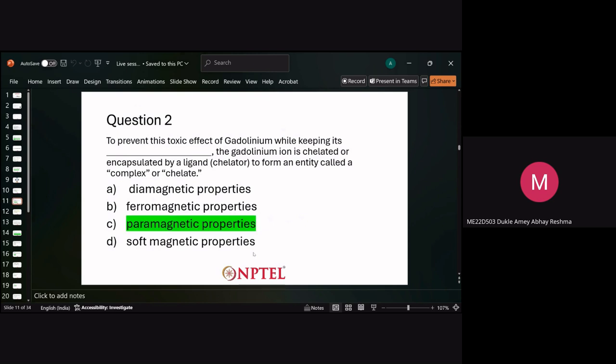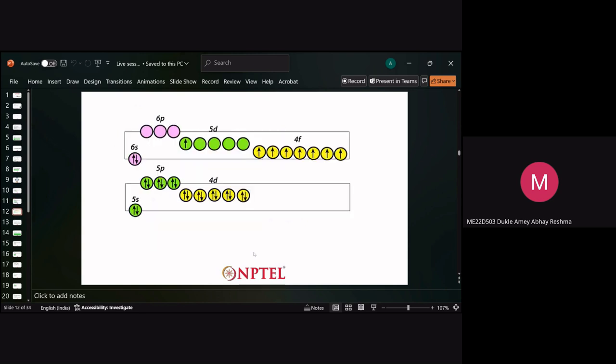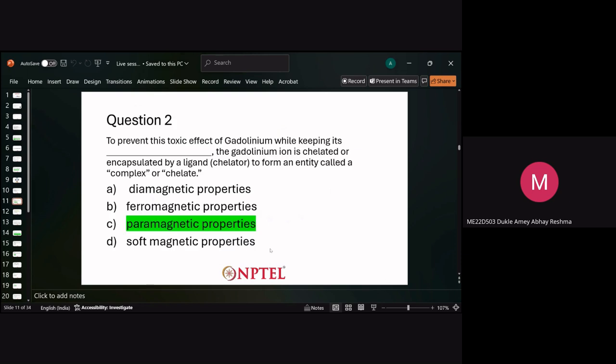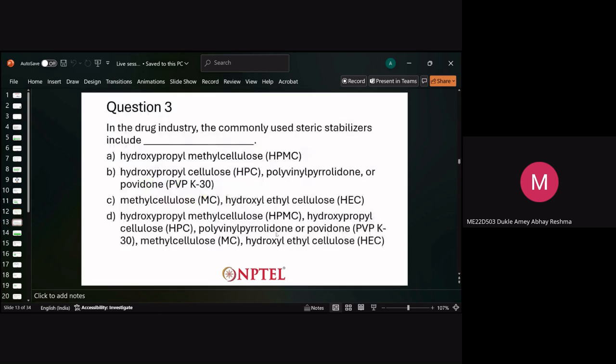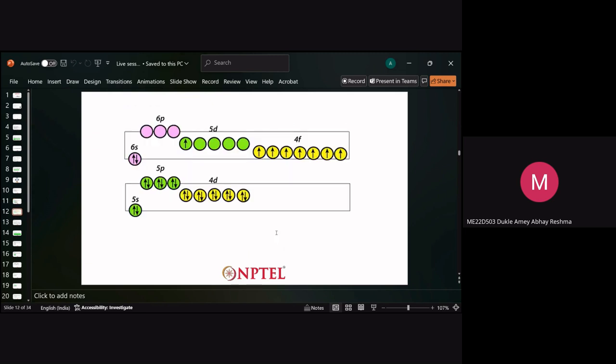So the answer is paramagnetic properties. We already studied last week that there are seven unpaired electrons pointing in the same direction in gadolinium. So when the electrons are pointing in one direction, it is a paramagnetic material. If the electrons are in opposite directions, it becomes diamagnetic. So one direction it is paramagnetic, in both directions it is diamagnetic. So the answer is paramagnetic.